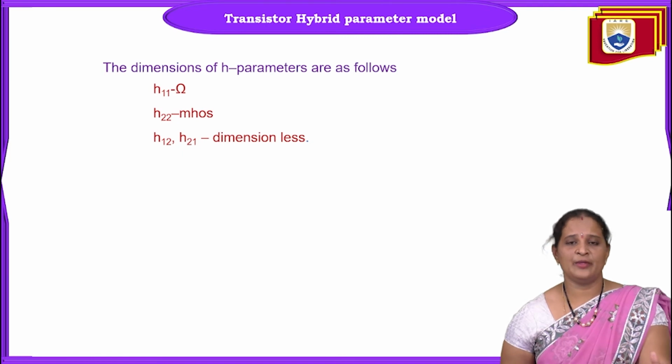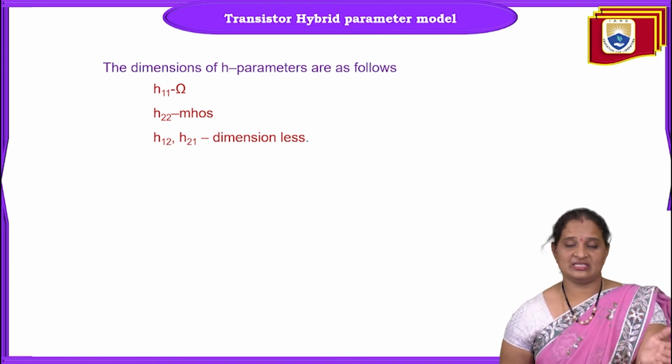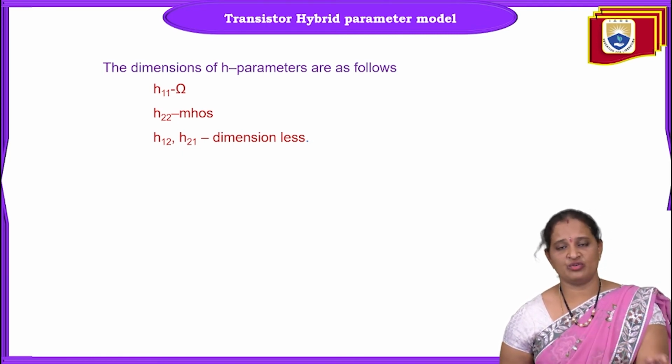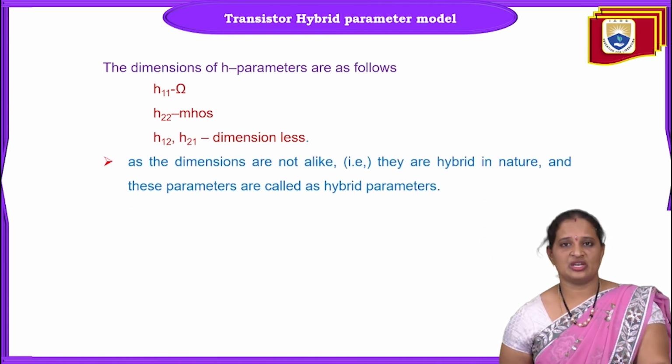Gain doesn't have any units. So that is why either it is a voltage gain or current gain, it doesn't have units. So that is why it is dimensionless.